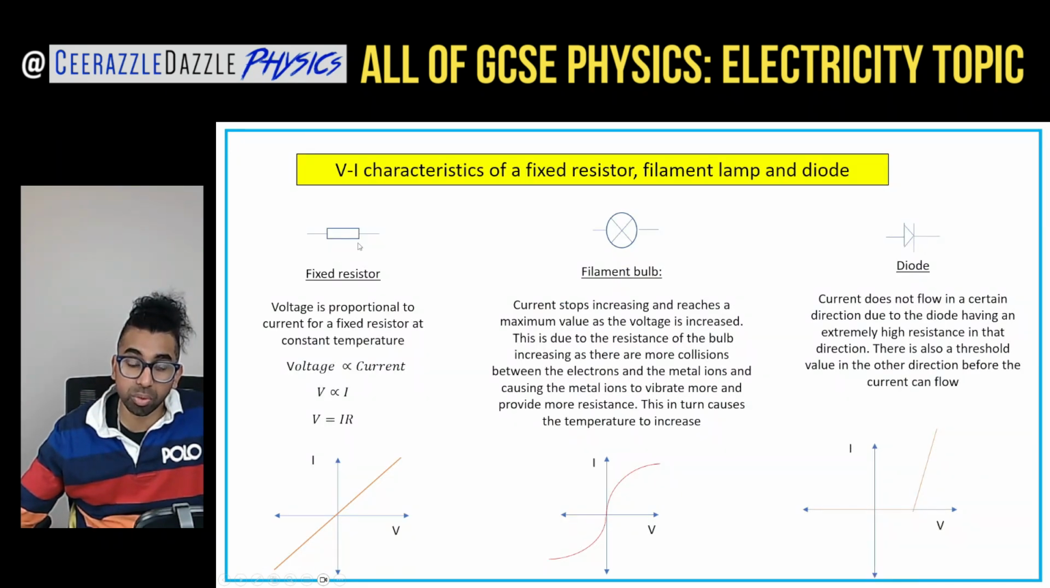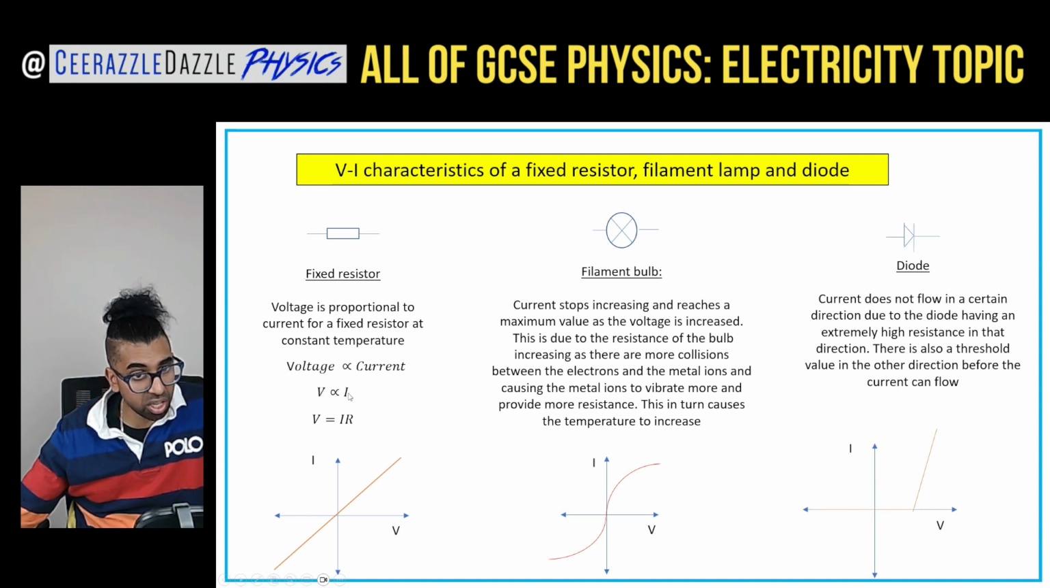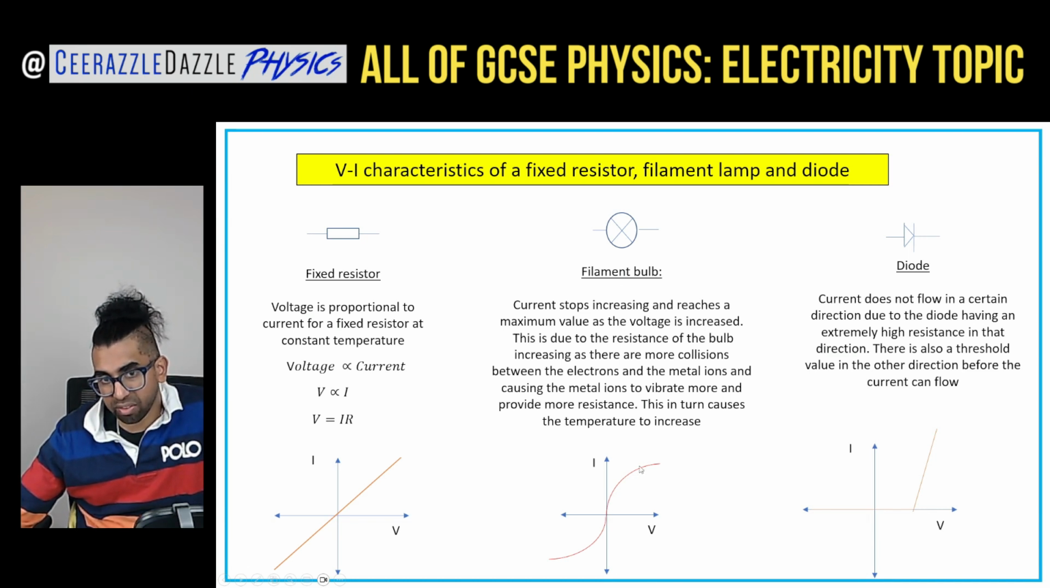So looking at them all together, we can see for the fixed resistor, we get the straight line, directly proportional relationship. For the filament bulb, we can see that it curves off over here. For the diode, we can see that it doesn't work in one direction, then it starts to go up. Make sure you can understand that for the fixed resistor, voltage is proportional to the current, and therefore you can say that V is directly proportional to I. This leads us to Ohm's law: the voltage is equal to the current times the resistance. V is equal to I times R. And look, we talked about the filament bulb. The reason why it levels off is because the resistance increases. I'll put that on the board.